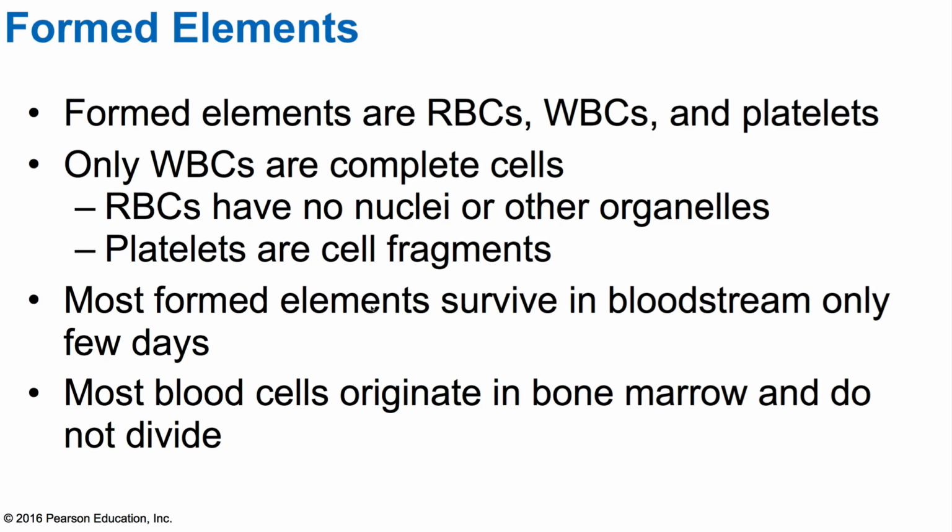Most of these formed elements, they survive in the bloodstream only a few days. And we're talking about white blood cells and platelets. The red blood cells, they can live up to about 120 days. So they have a lifespan of up to 4 months. Most of these blood cells, they originate in red bone marrow and they don't divide. Instead, what ends up happening is they get replenished within the red bone marrow.